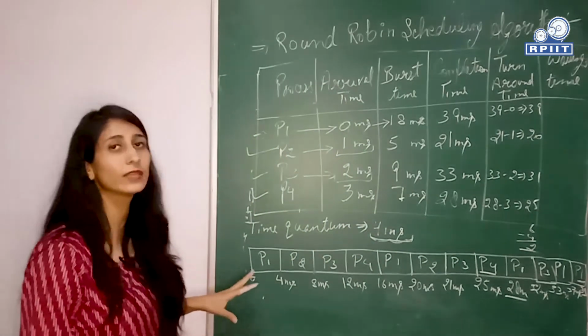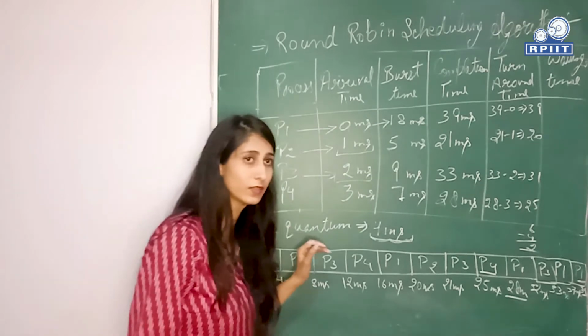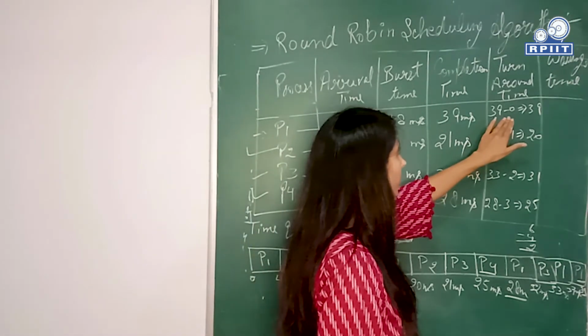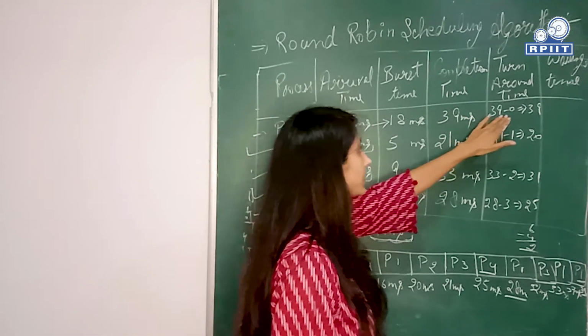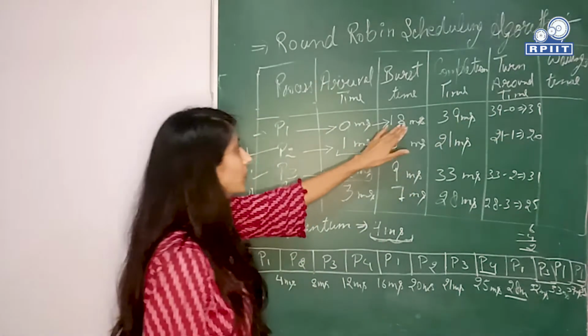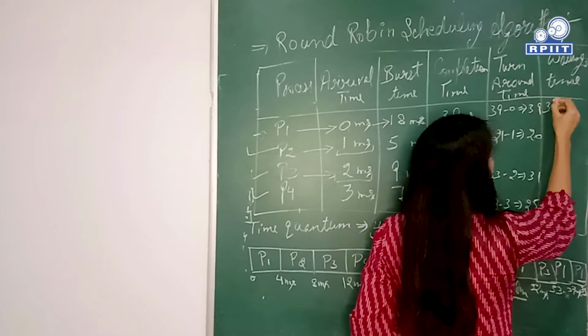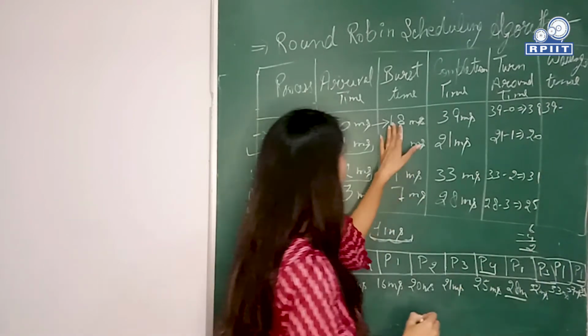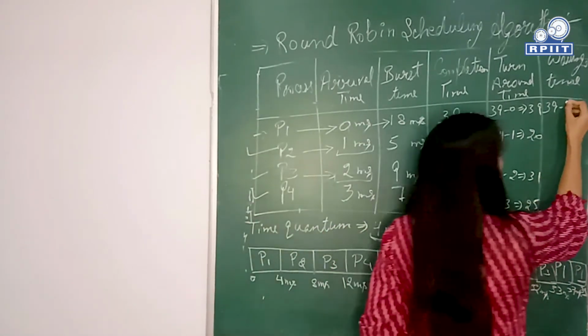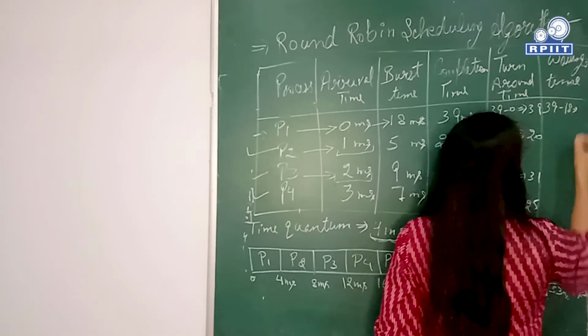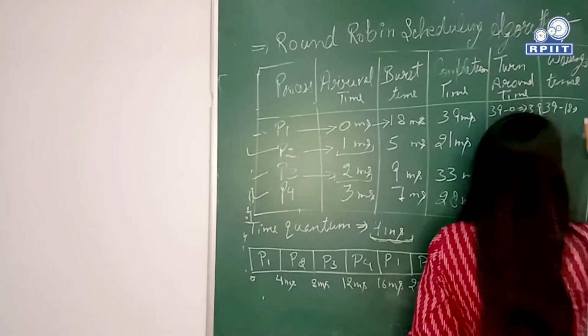Now we need to calculate the waiting time of these 4 processes, by subtracting burst time from turnaround time. Here we have turnaround time of P1 is 39 minus burst time of P1 is 18. 39 minus 18 is 21.